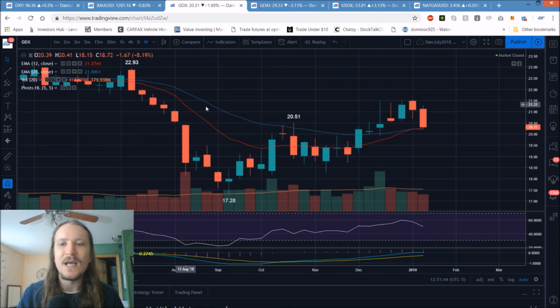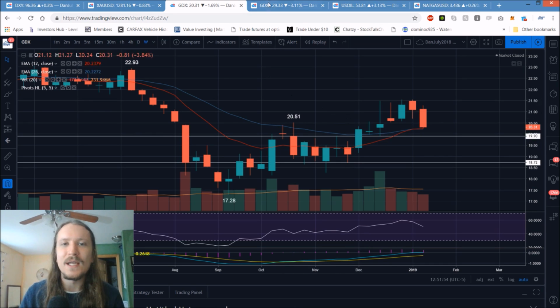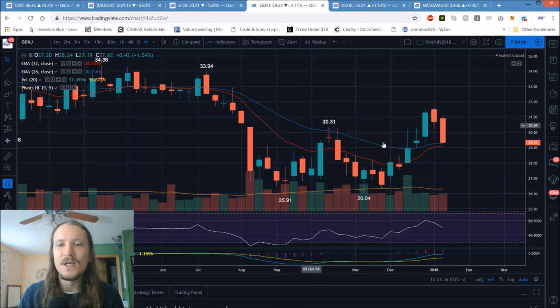Zoom out to the weekly time frame, GDX, for the bulls to keep their most strength, they want to hold 1990. If 1990 breaks, they must hold 1872. Checking in on the junior miners, pulling back very significantly on the weekly as well.